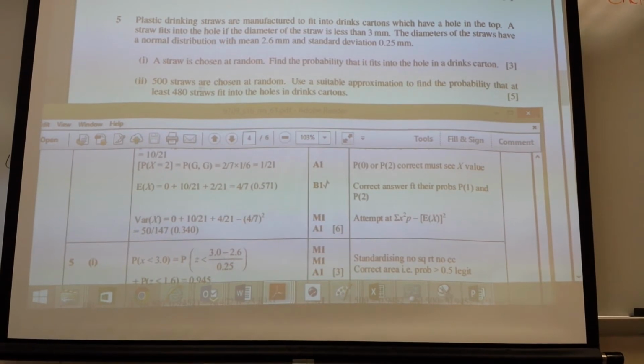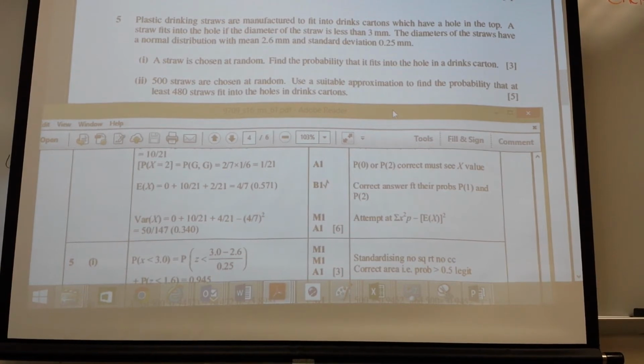Okay, 500 straws are chosen at random. Use a suitable approximation to find the probability that at least 480 straws fit into the holes in the drink cartons. So how do they convert this into a binomial all of a sudden? Because you've got success and failure. Yeah, it fits or it doesn't fit. What else? They're independent of each other. I put the first straw in, it fits, good to go. Put the next straw in, did it matter if the first straw fit? No, so fits or not fits. It's independent of what happened the first time, or the second time, or the third time. Does that make sense? Yeah.